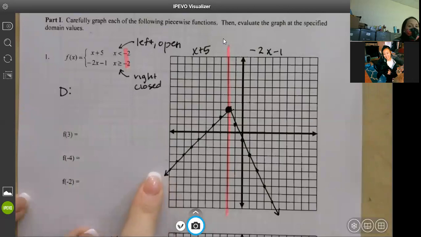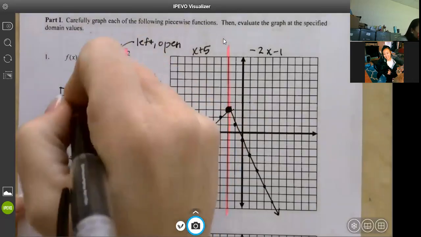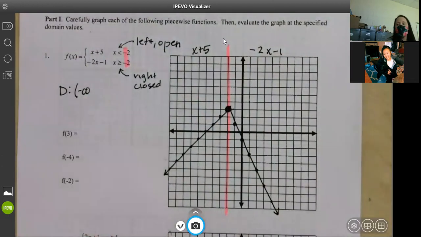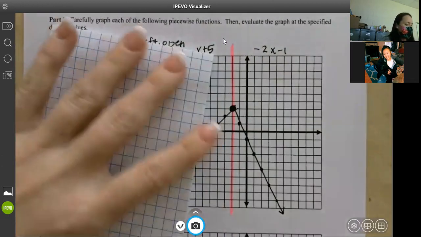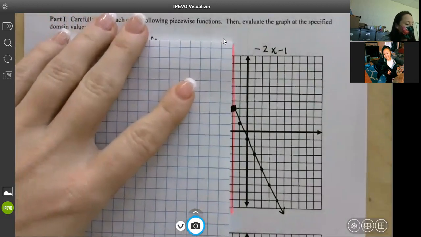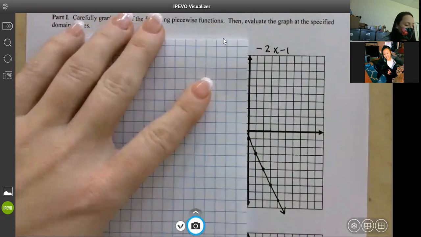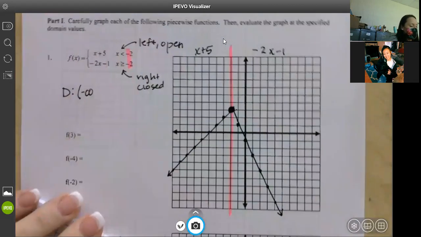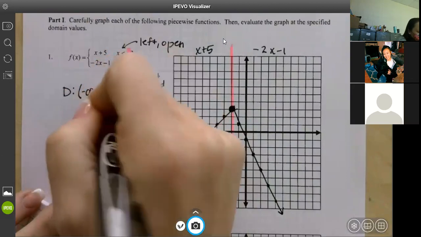What do we see on this side? Where does our domain go to? Negative infinity. Thank you. Again, parentheses because negative infinity doesn't really count. As you go across, we see all solid points, no open. Remember, we closed that one up so it's solid. We keep going. What do we see on the right? How far does it go? Positive infinity. Perfect. Thank you.